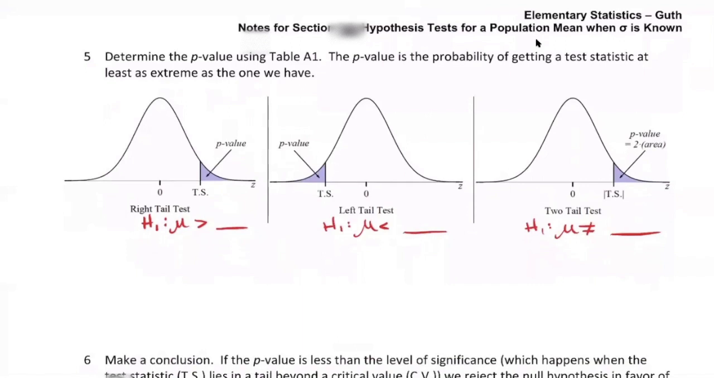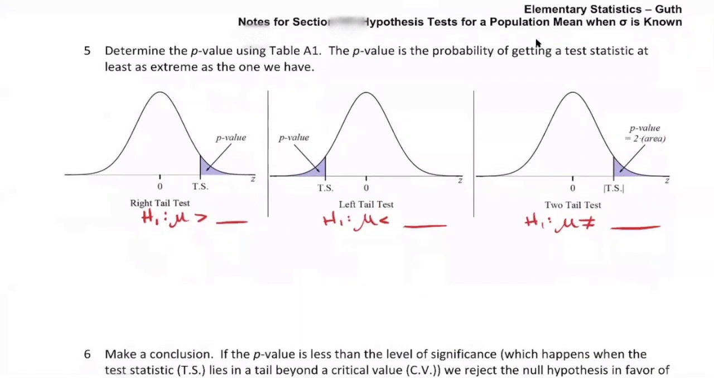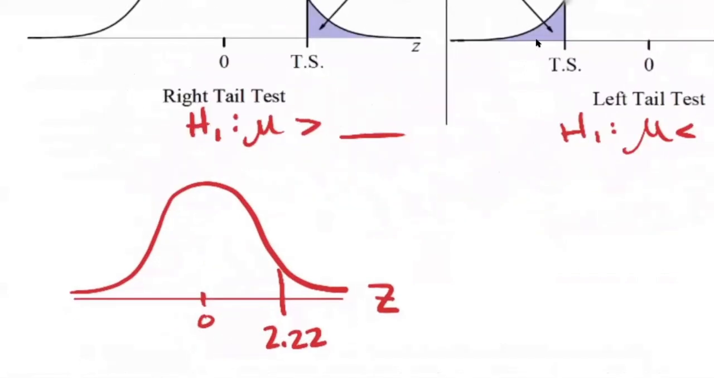So I think we're doing a right tail test because we're saying mu is bigger than 100. Let me go ahead and draw a right-tailed distribution. On this one, you label the test statistic, which is the 2.22 z-score. So that's the area you want to find.